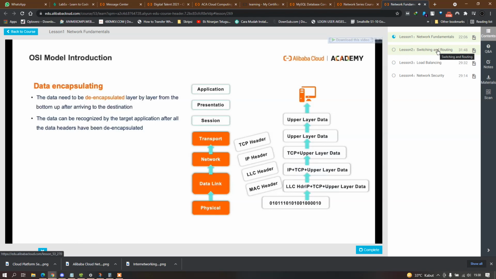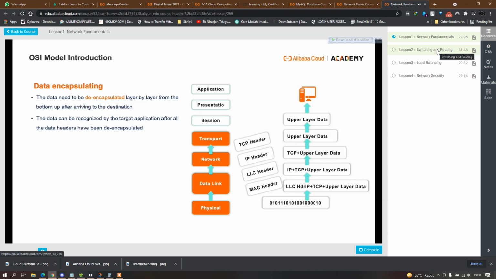Okay, after we have known what is data encapsulating, we should know data de-encapsulating. As we know, the data has been transferred to the destination, and the application on the destination side will need to use the data, right? But we should know that the application will not recognize the data that has had header information added, right? So this is not the original data.